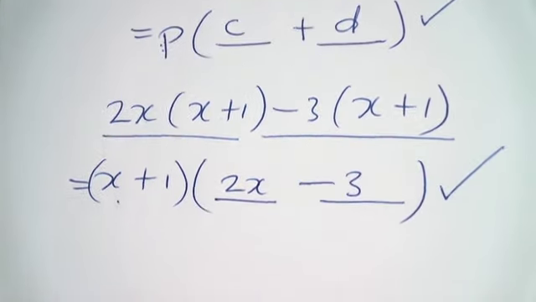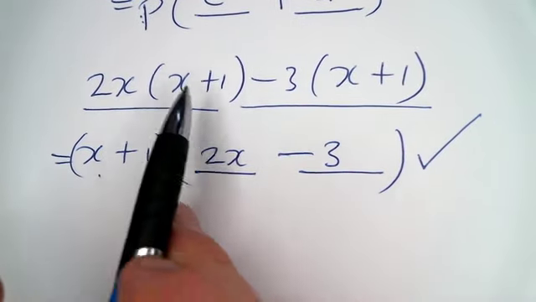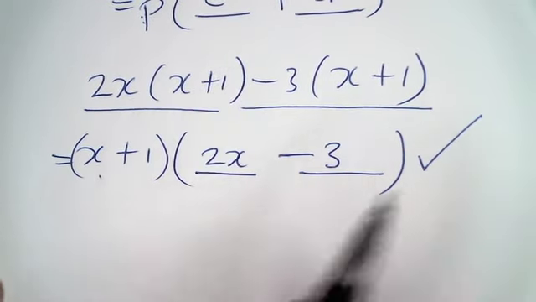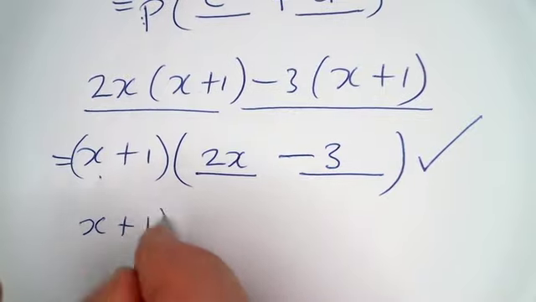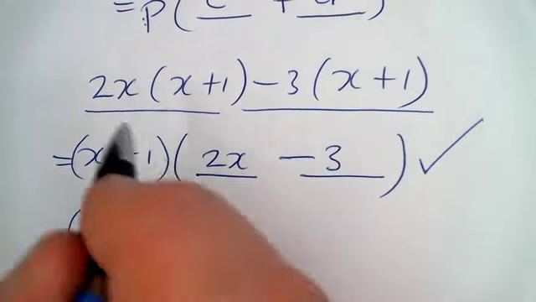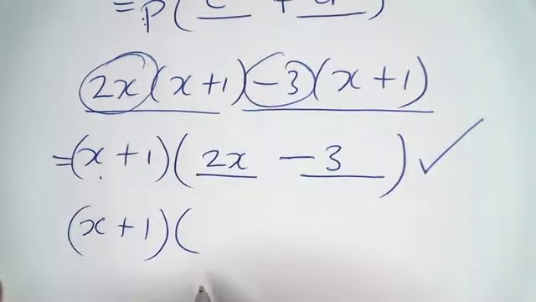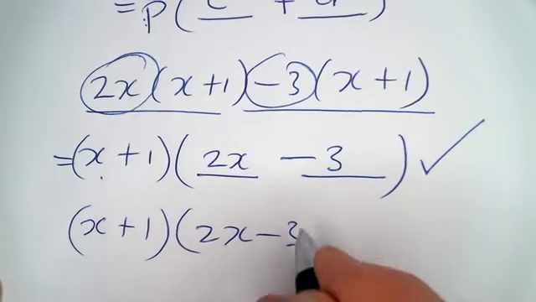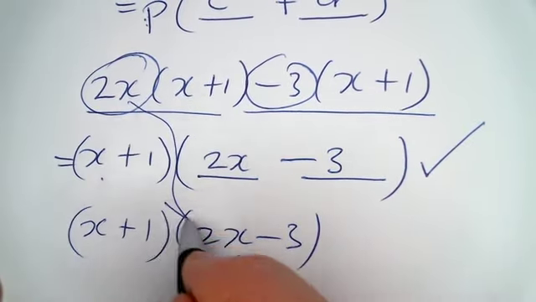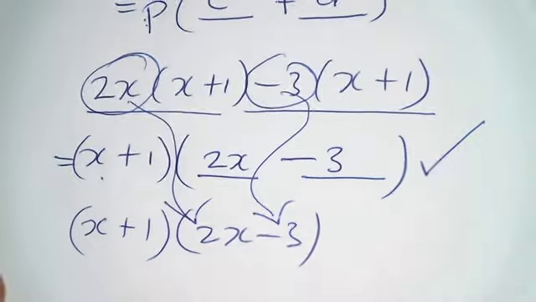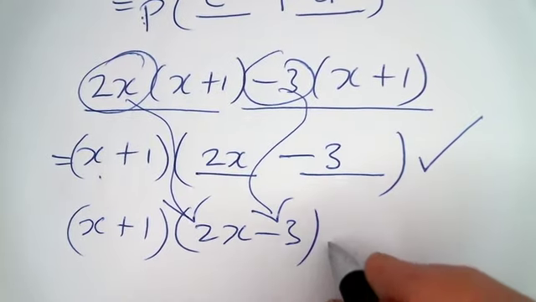To make this quick, all we do is when we see there's the same thing on both, we put that thing down, and then we put the two remaining parts, there they are, inside the brackets. And we're done.